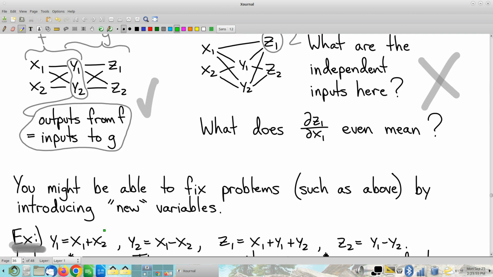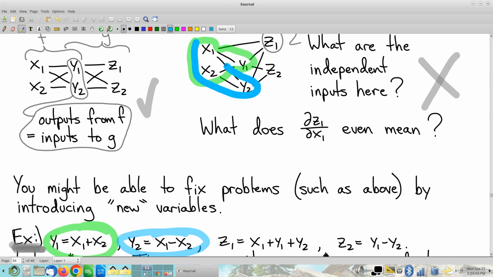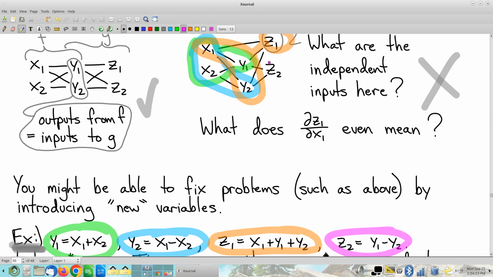Let's look at it. It says here y1 is a function of x1 and x2, just as I have drawn there. And y2 is a function of x1 and x2. Cool, just like I have drawn there. And z1 seems to be a function of x1 and y1 and y2. And z2 is a function of y1 and y2.